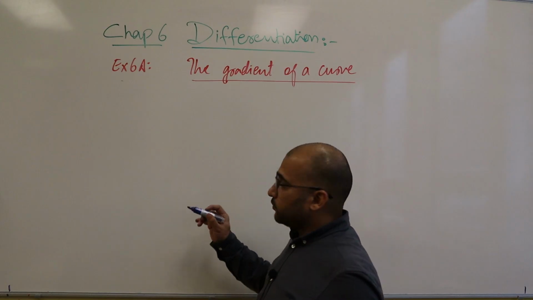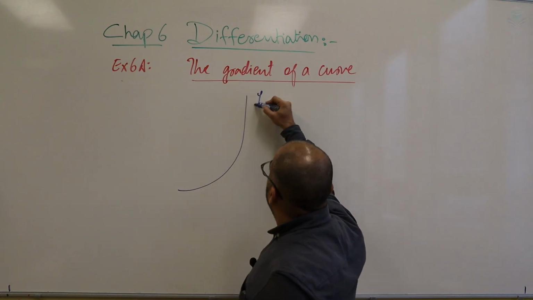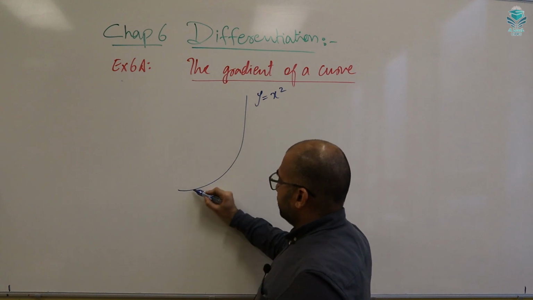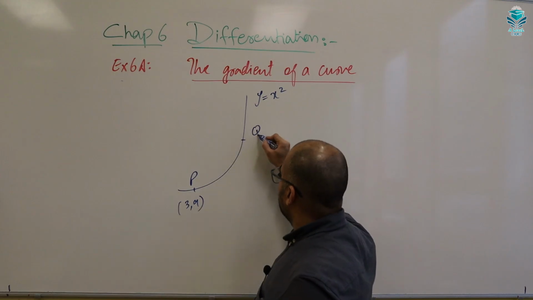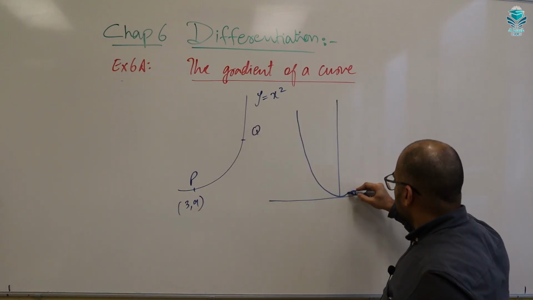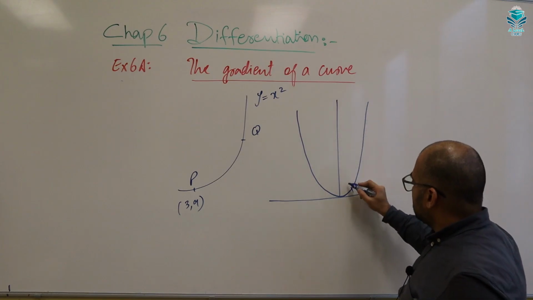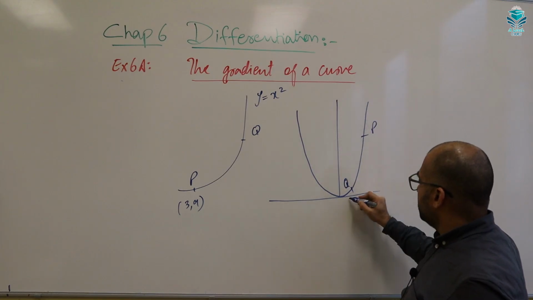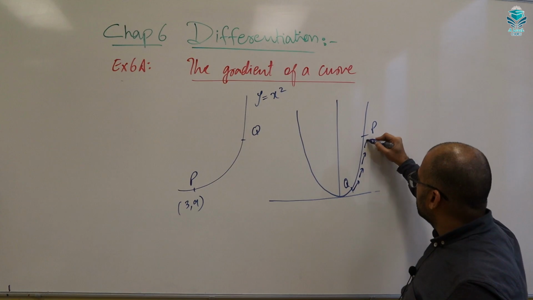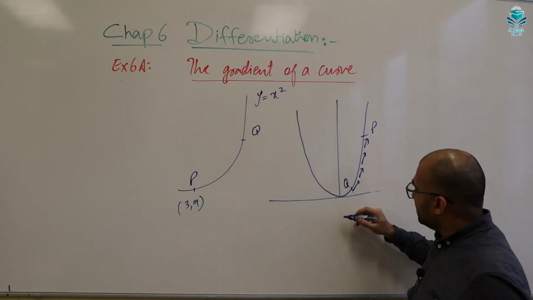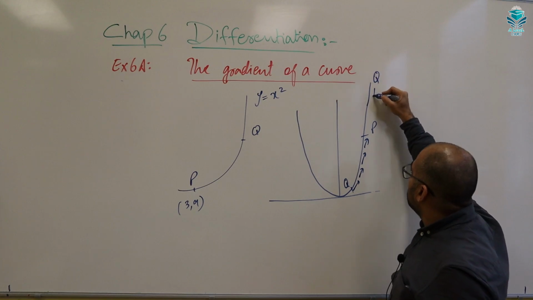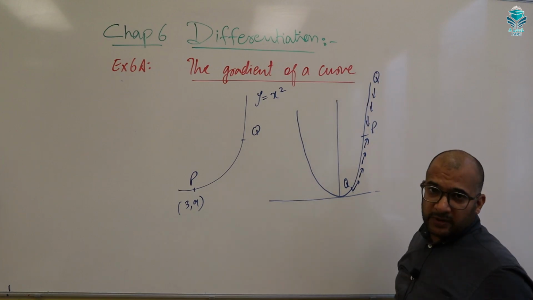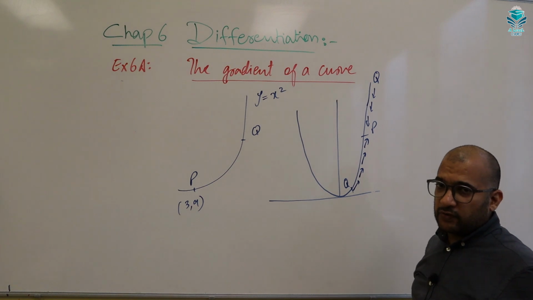The example we are working on is the curve y equals x square. Let's say this is a point P with value (3, 9), and this is a point Q. You remember that we have such a graph y equals x square, in which this is point Q and here is point P. So we are taking point Q closer to P. It is not necessary to approach point P from this direction. Maybe you can choose point Q here and move towards point P.